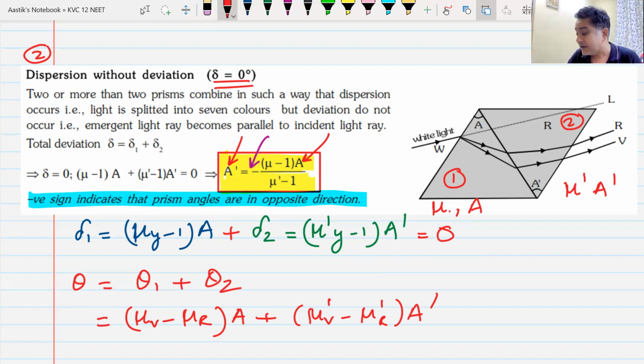Okay. Just remember, bachcha, here the diagram is not important. What is important is that you understand what is dispersion without deviation and what is deviation without dispersion. Do you understand the concept? The diagram is not important. Do we get this?